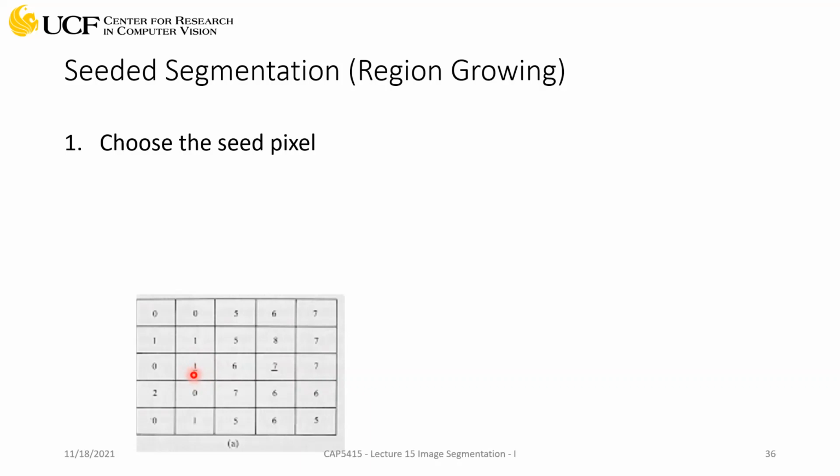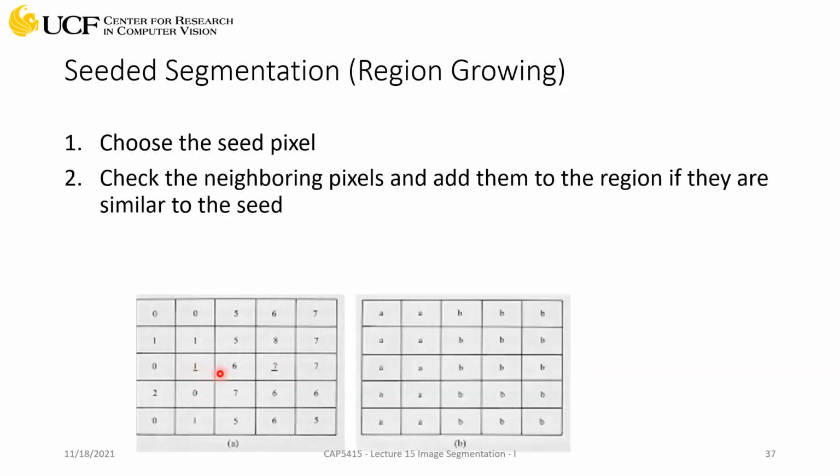Next, we consider all the neighbors of this pixel, and we have to set a threshold. Let's say we set a threshold of 2. So if the difference is less than 2, we keep adding. Let's look at this pixel. 0 is clearing the threshold. 1 is clearing the threshold. This is not clearing the threshold, right? So this will not belong to this region.